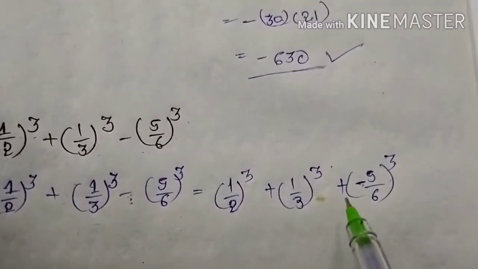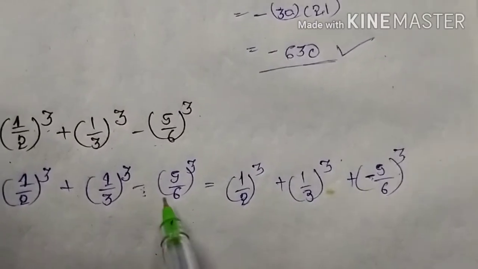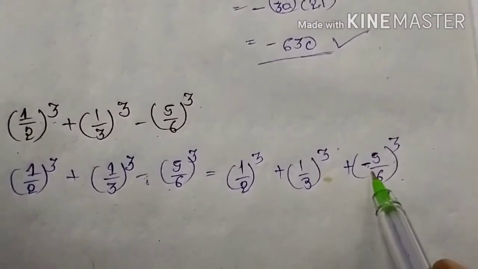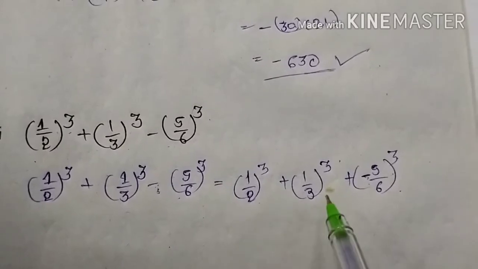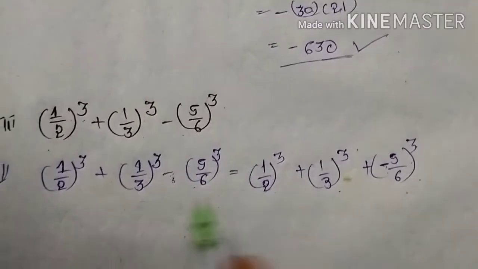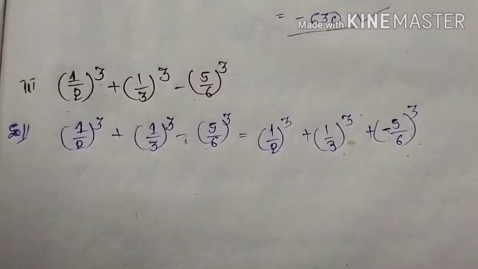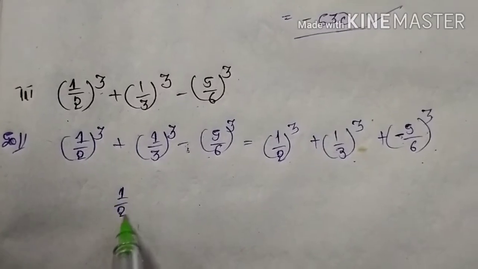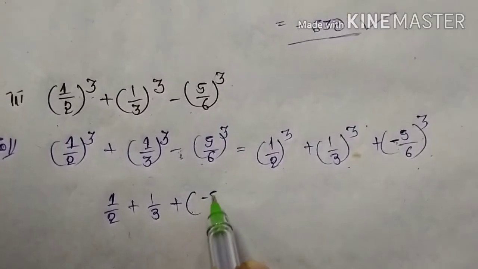That means the outside of the brackets will be minus. I just rewrote the given equation here. Both are the same, but here the minus is outside the brackets and here I wrote it inside the brackets. That means this is in the form of x plus y plus z. Now you can consider x plus y plus z is equal to 0. First you can check. I am writing 1 by 2 plus 1 by 3 plus minus 5 by 6.